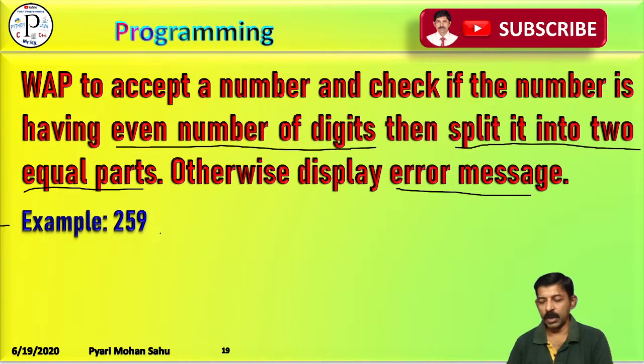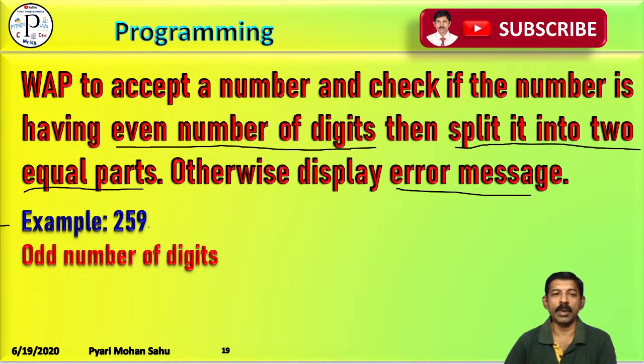Now number is 259. It is displaying error message because it is not having even number of digits. It is having odd number of digits. Number of digits is 3.